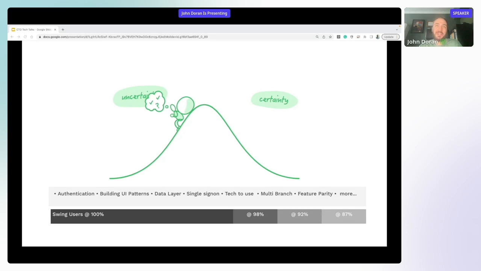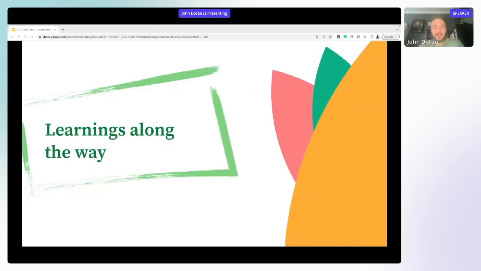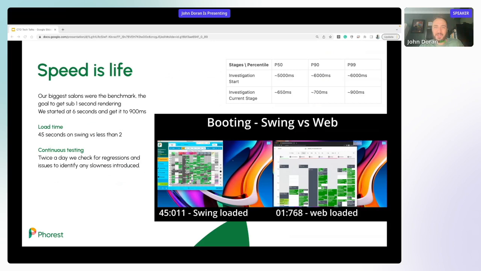The things that we really learned, the pain we felt, the setbacks, and how they led us to certainty, or a clearer path and execution. So these are the learnings along the way. We have a few of them. The first one will be: speed is life.